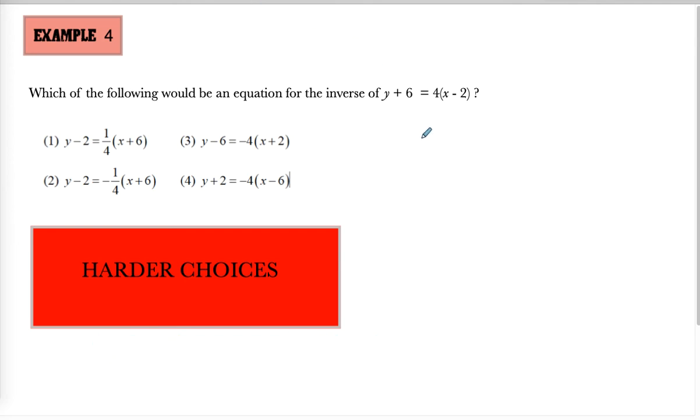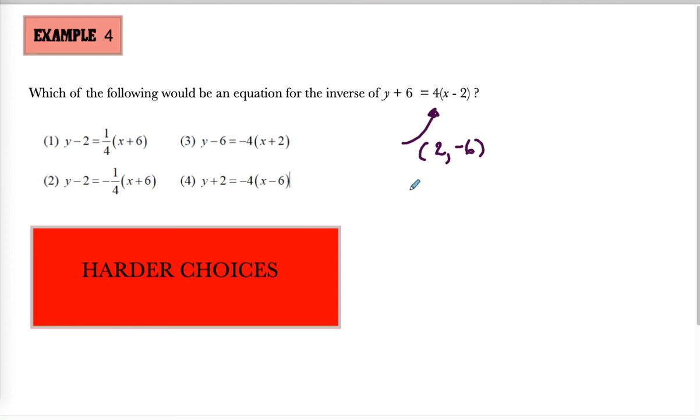Okay, the hardest example that they could do is if they don't give it to you in y-intercept slope form, but if they give it to you in point slope form. So I'd look at it this way. Here's my line with a slope of 4, and it goes through the point 2, -6, right? Because we take the opposite.